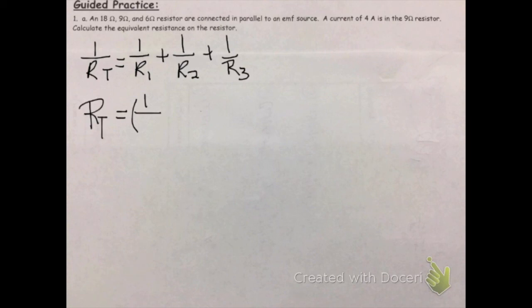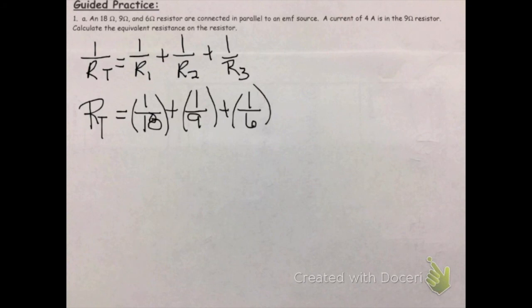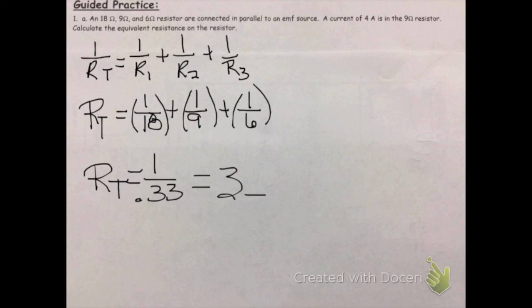So 1 over R1 is going to be 1 over 18 plus 1 over 9 plus 1 over 6. If you plug this into your calculator just like that with the parentheses and everything, you come up with RT equals 1 over 0.33. If you plug that into your calculator and divide 1 by 0.33, your R equivalence, or your R total, comes up to 3 ohms. Your answer is 3 ohms.